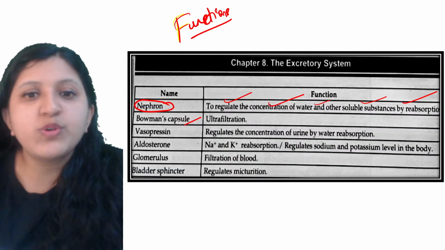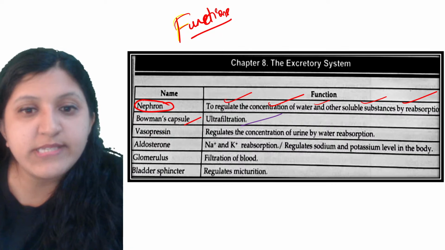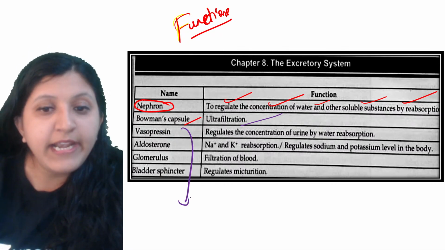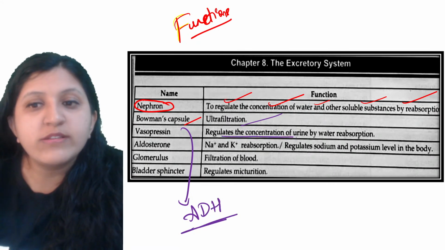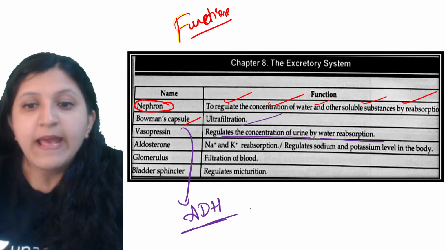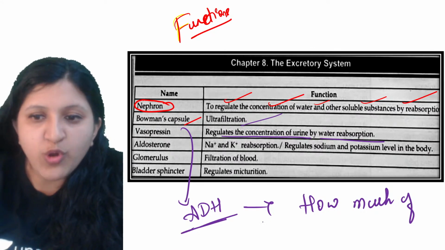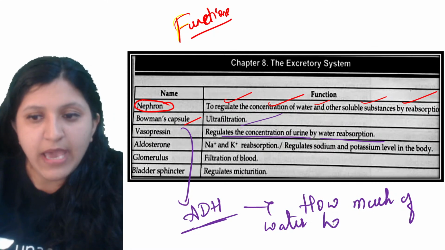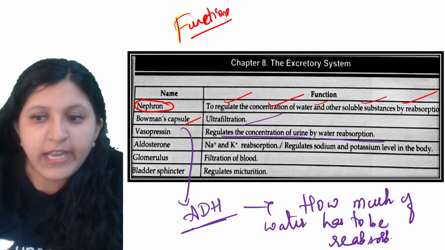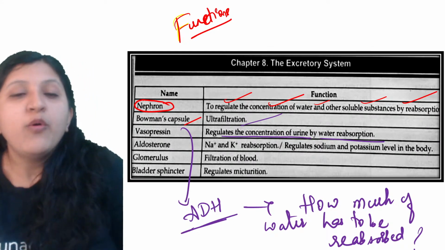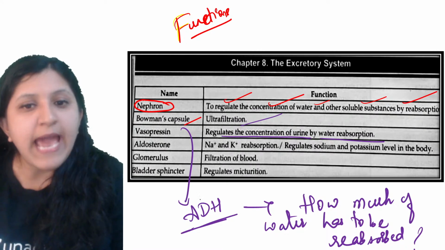So now let's have a look. What exactly does Bowman's capsule do? It is the ultrafiltration process. Vasopressin, what is vasopressin? It is the ADH hormone, antidiuretic hormone, which regulates the concentration of urine by water absorption, like how much water has to be reabsorbed. ADH makes sure that whatever amount of water has to be reabsorbed is looked after by the antidiuretic hormone.